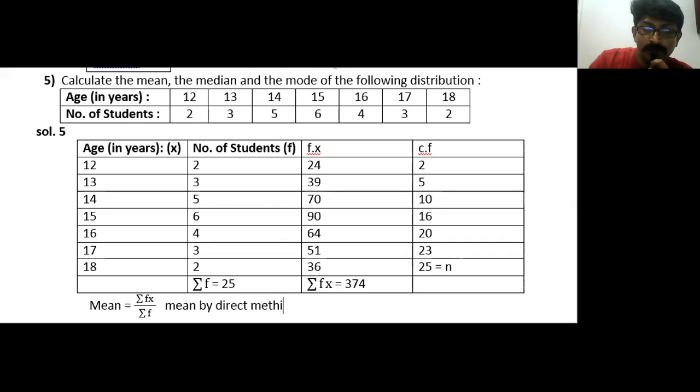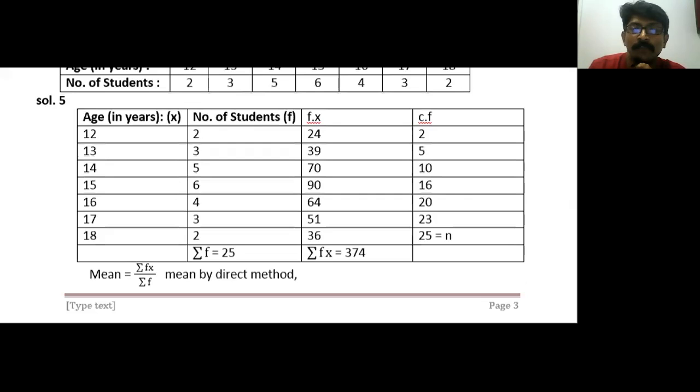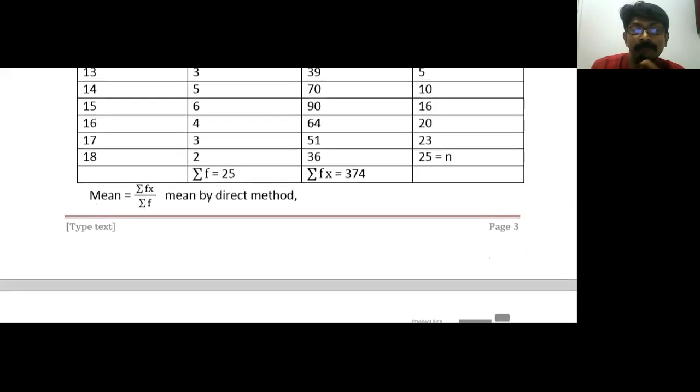It is student advice to you all, please mention which method you are using and please mention the formula which you are using. Then only you're going to get good marks. If you skip the formulas or if you skip the reason, you may lose your marks, isn't it? So be very careful while doing your practice.